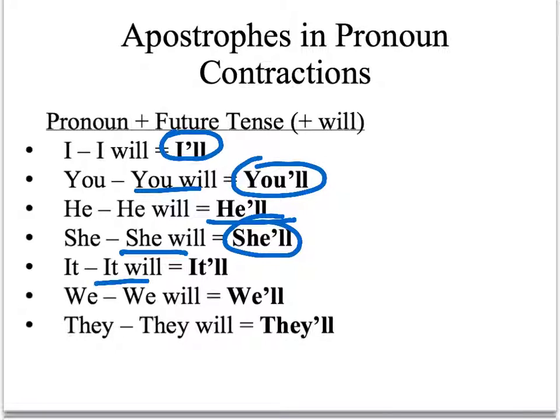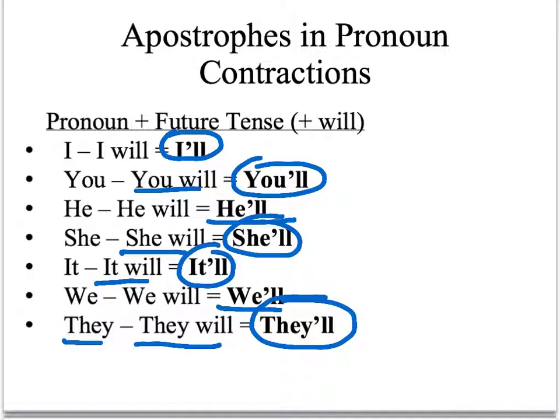It will, it'll rain tomorrow. It sounds a lot more natural to say it'll rain tomorrow than to say it will rain tomorrow. It'll. We will, or we'll. So we'll see about the weather tomorrow. And finally, they will is they'll. They'll meet us at the restaurant. Again, get used to using the contracted form of these words because it sounds a lot more natural when you're speaking.